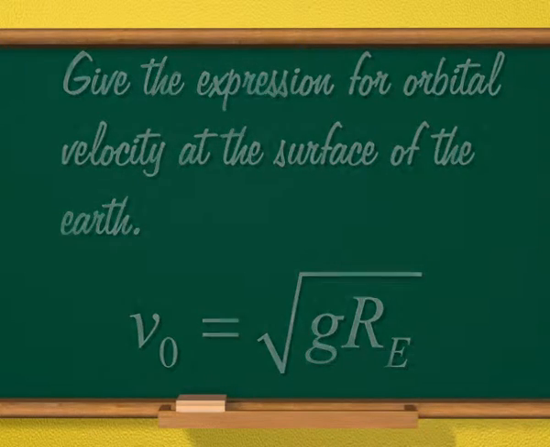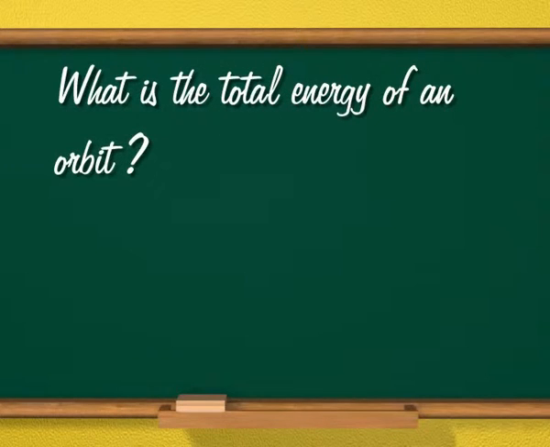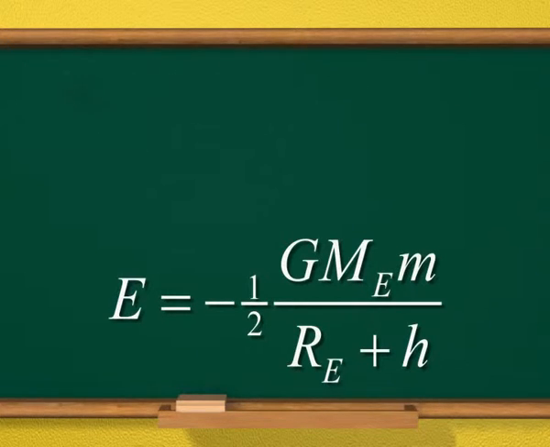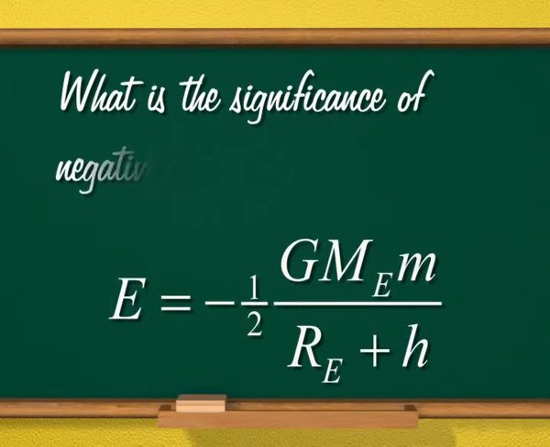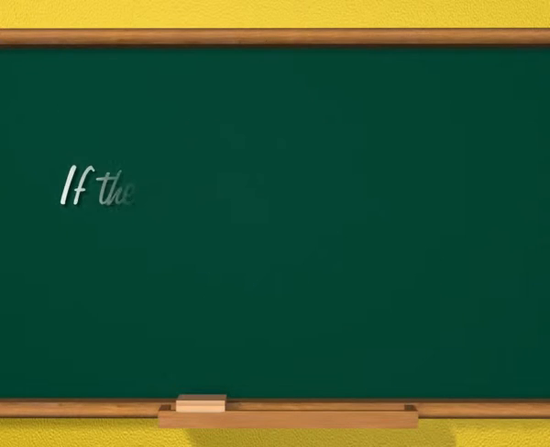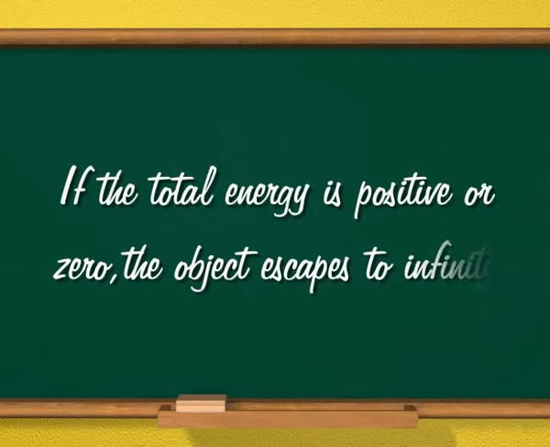The next question goes like this, what is the total energy of an orbit? Its answer is, the total energy of a satellite in its orbit E is equal to minus half of G Me m upon Re plus h. And the last question, what is the significance of the negative sign in this expression? Answer, if the total energy is positive or zero, the object escapes to infinity.